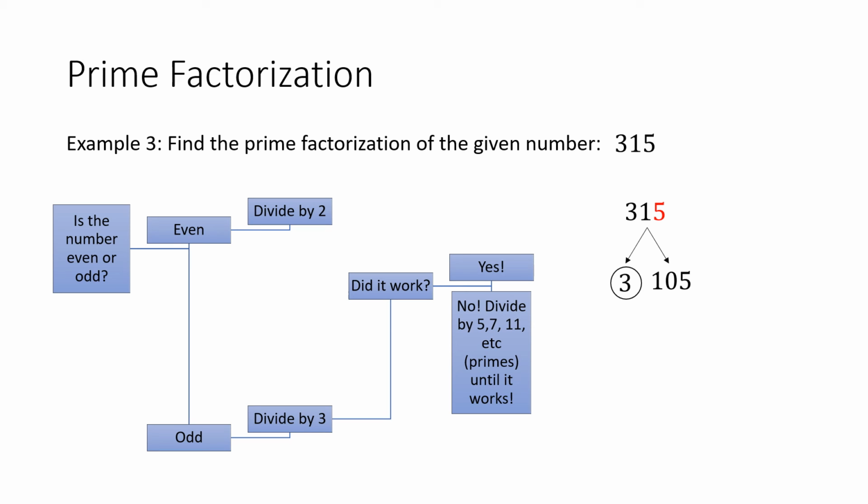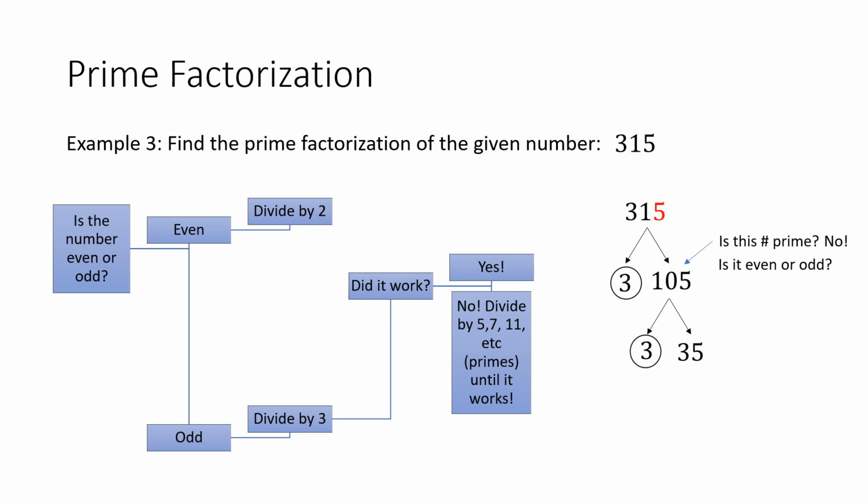So then we have to figure out, is 105 prime? You can look at that chart from earlier, and you should see that 105 is not prime. So then we go through that same process to break down 105 that we did with 315. Is 105 even or odd? Well, the last digit is a 5 again, so that means that it's odd. So we're going to try to divide 105 by 3. When we do that, it does work, and we get 35. And so 3 is our second prime.